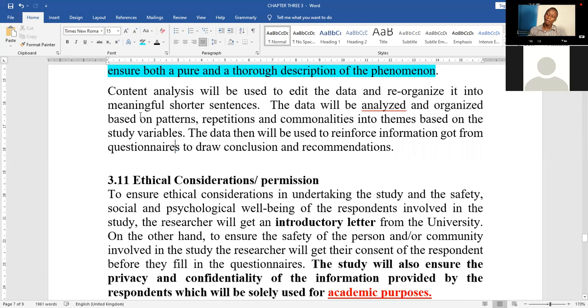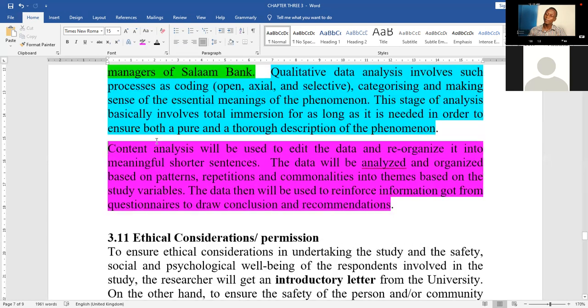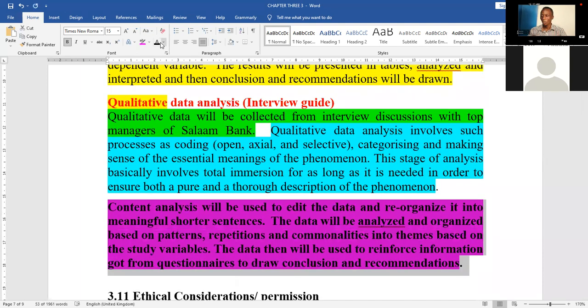And then after that, you're also seeing that content analysis will be used to edit data and reorganize it into meaningful shorter sentences. The data will be analyzed and organized based on patterns, repetitions, and commonalities into themes based on the study variables. The data will then be used to reinforce information got from the questionnaires to draw conclusion and recommendation. So that is all about qualitative data analysis. That is what we are doing at the moment.